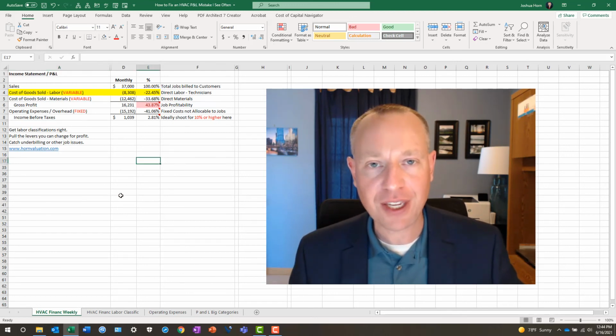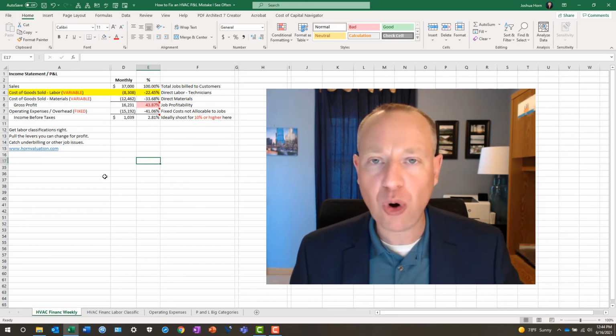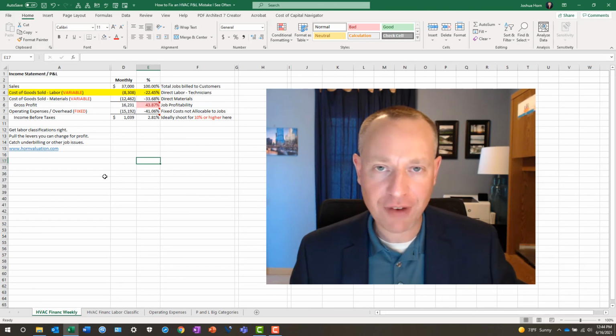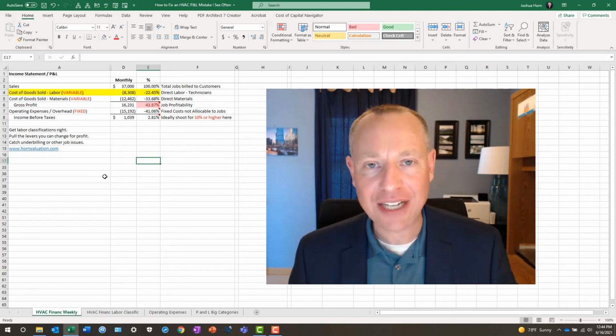So get those classifications right, so you can pull the levers you can change to drive up your profit. That will allow you to catch underbilling or other job issues.